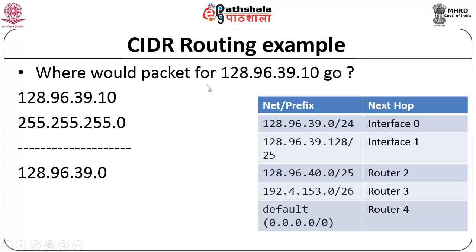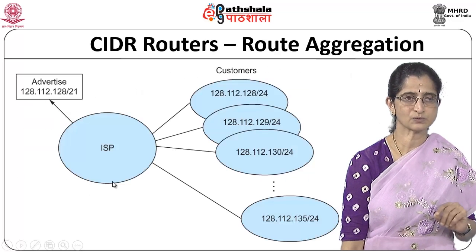if I had a packet which comes with 128.96.39.10, where would it go? I apply this 24-bit mask, which is 255.255.255.0, and when I do the AND operation, what will I get? I will get 128.96.39.0. So it matches with interface 0, so it will have to go to interface 0. This is what will happen.